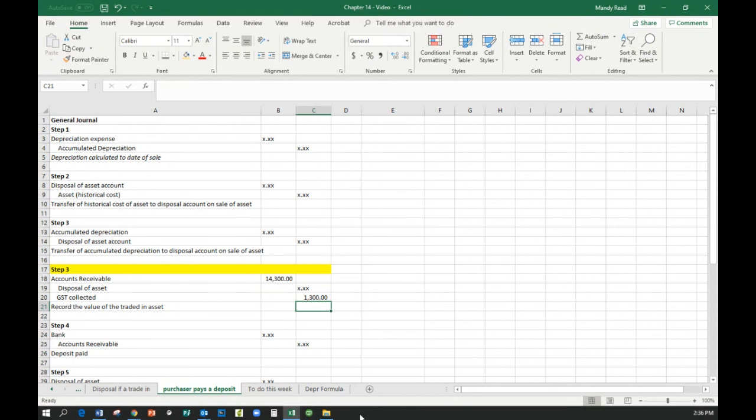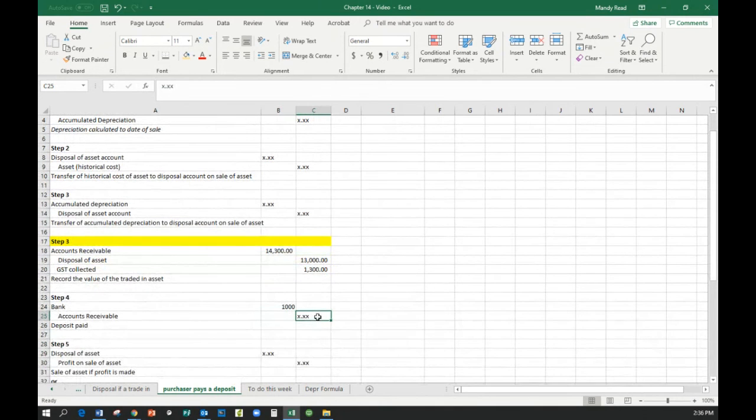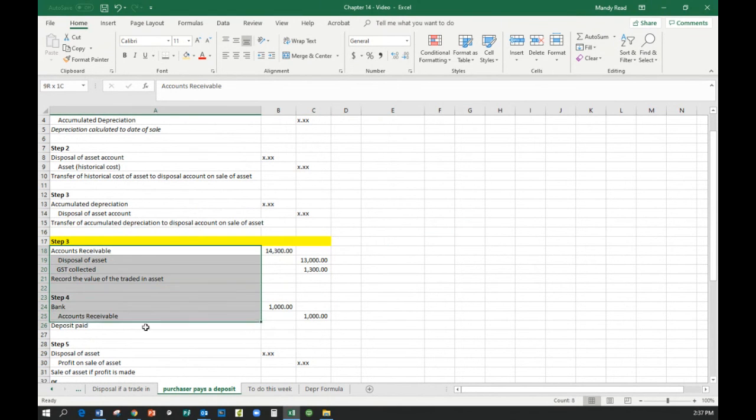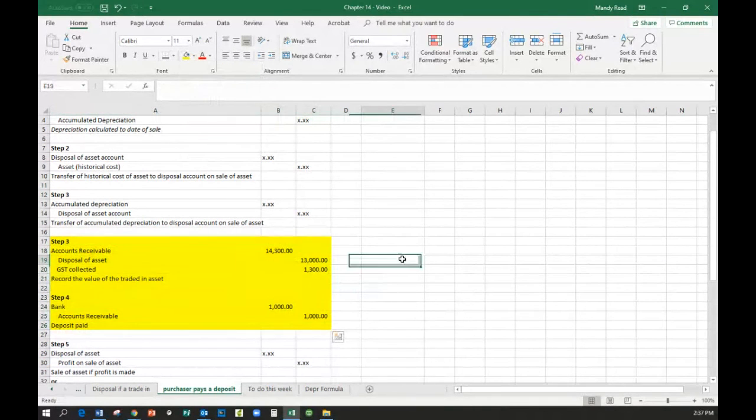So 14,300 divided by 11 is 1,300. Therefore, the actual amount of money you're receiving for the asset is $13,000. But a deposit is paid of $1,000. So this $1,000 comes into the bank, and accounts receivable goes down by $1,000. So the whole time, everything that we do in accounting, we just have to look at it in a very logical way.